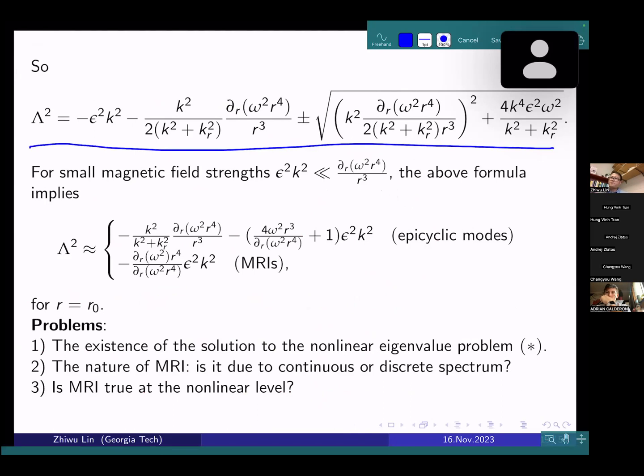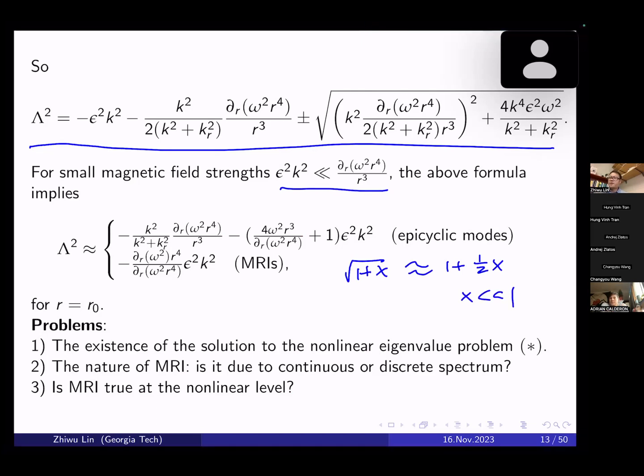Okay, now you take a further approximation. Let's assume the magnetic field is very small. In other words, epsilon is small in the following sense. Then you can approximate the square root, sort of like you do a Taylor expansion. Root 1 plus x is almost 1 plus half x, right? For x small enough. So you take this approximation to only keep the first two terms of the square root. Then you end up with the following approximation formula for the eigenvalues.